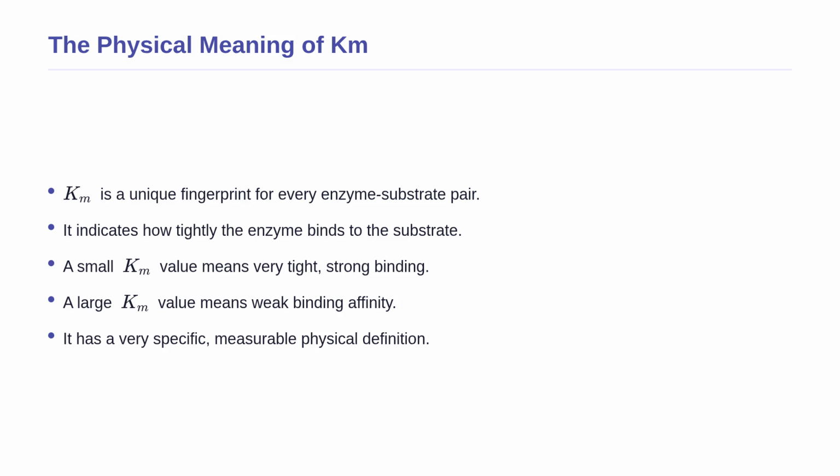A small value for this constant means the enzyme grabs the substrate very tightly, requiring only a tiny amount of material to get working. A large value means the binding is quite weak. Understanding this is crucial because it allows biochemists to compare the efficiency of different enzymes directly, which is vital when designing drugs that need to target specific metabolic pathways.